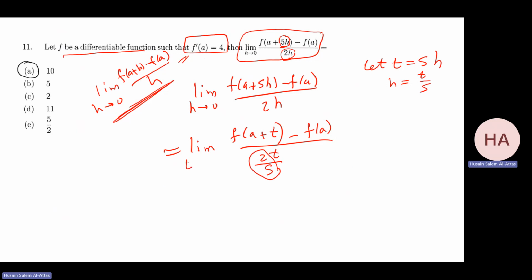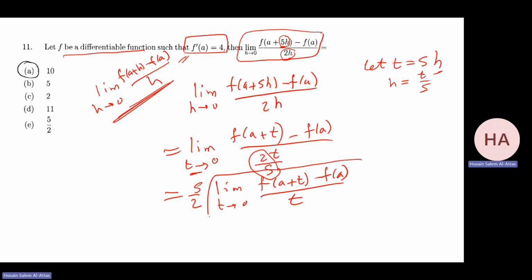Also, you notice t goes to what? If h goes to 0, t goes to 0 also. So this is a number. I can take it out since it's in the denominator. It will be 5 over 2. I can take it out since it's not related to t. Limit as t goes to 0 of f of a plus t minus f of a over t.